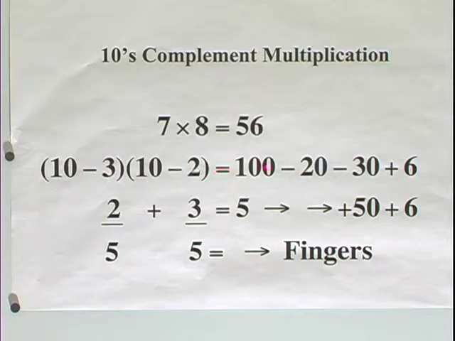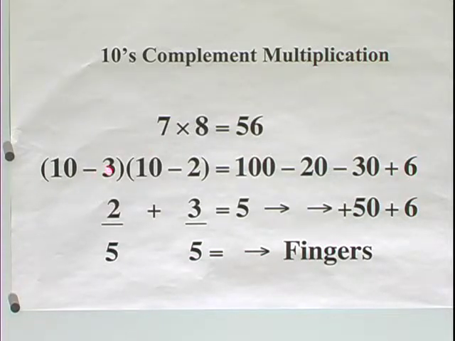10 times 10 is 100. 10 times minus 2 is minus 20. Minus 3 times 10 is minus 30. Minus 3 times a minus 2 is a plus 6. So if we multiply, these will be open fingers. 3 of them when it's a 7, and 2 of them when it's an 8. So 3 times 2 is 6. We get this plus 6, the ones place.